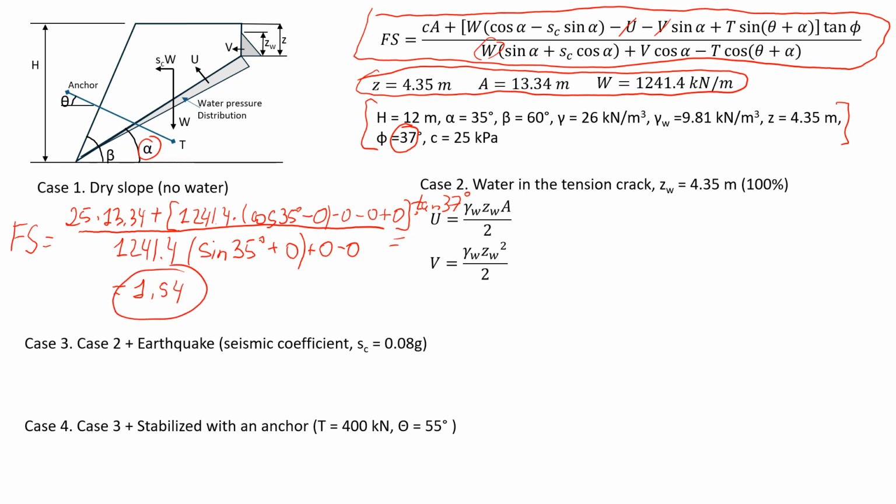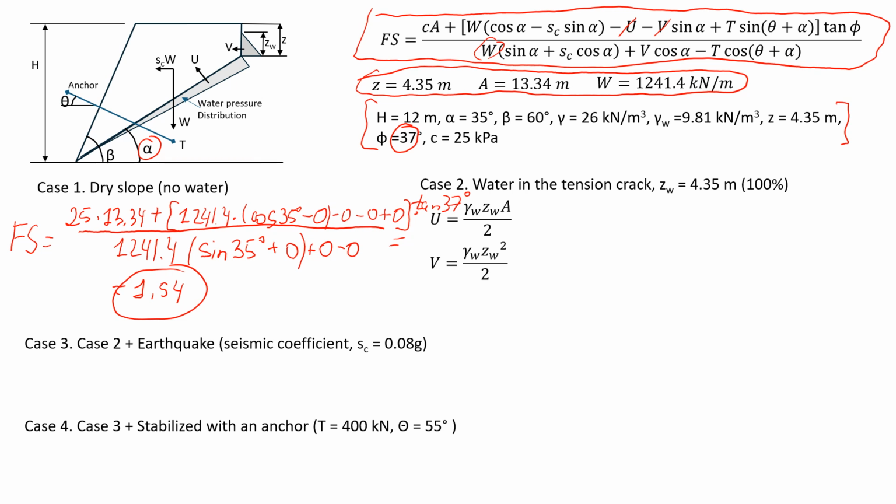If you know this one, safety factor more than 1 means that slope is stable. If it's less than 1, it means that slope is in critical conditions, and well, it's not in critical conditions, it's considered unstable. Okay, so that was the first case.